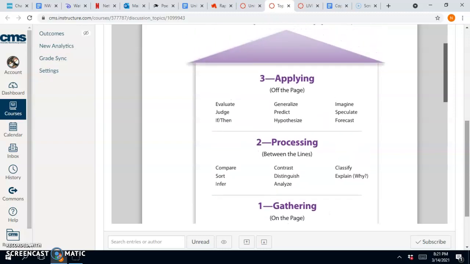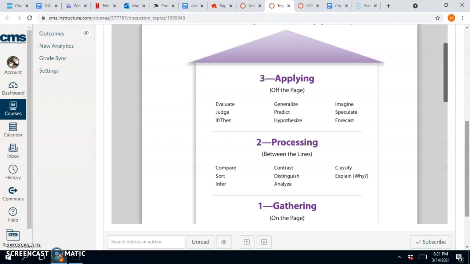Processing is when you have the information and you do something with it. So I have all the ingredients at level one, but at level two, now I need to put those ingredients together to figure out what my end product is going to look like. So it's at step two where I compare and sort and infer and contrast and distinguish and analyze and classify and be able to explain why. I can read between the lines. That's important when you are talking about reaching self actualization, reaching this idea of, have I learned the process? Have I learned it?